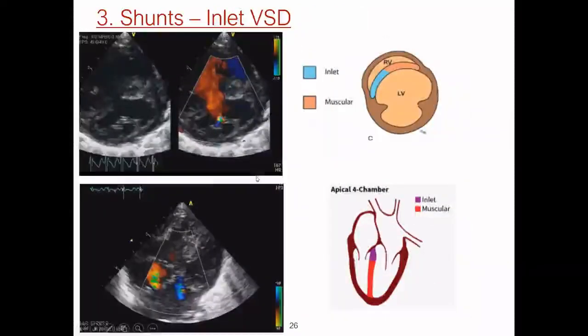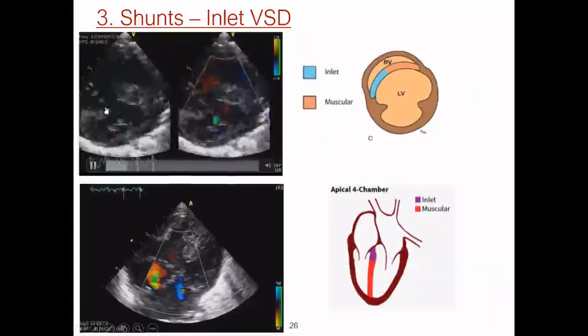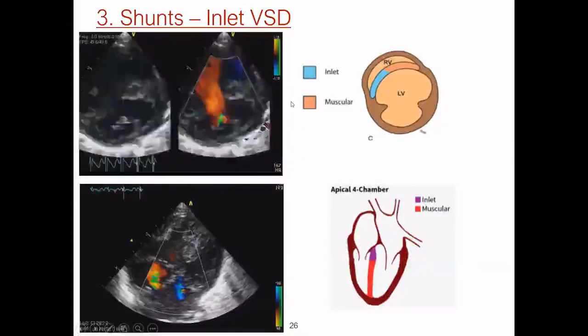And then lastly, the inlet VSD. Like I said, this VSD is associated with a primum ASD or AV canal defect. And then typically, you can see the defect in the mid segment of the LV septum.